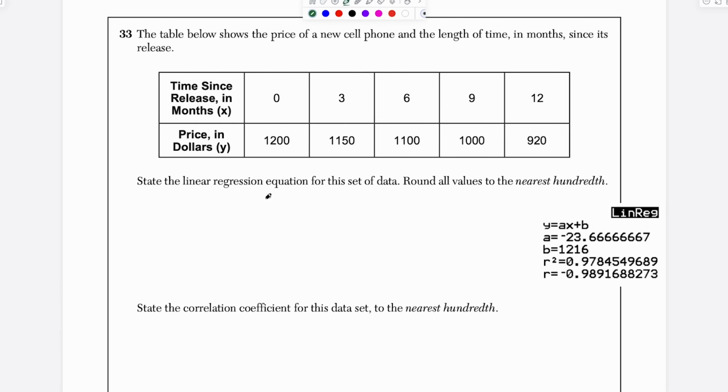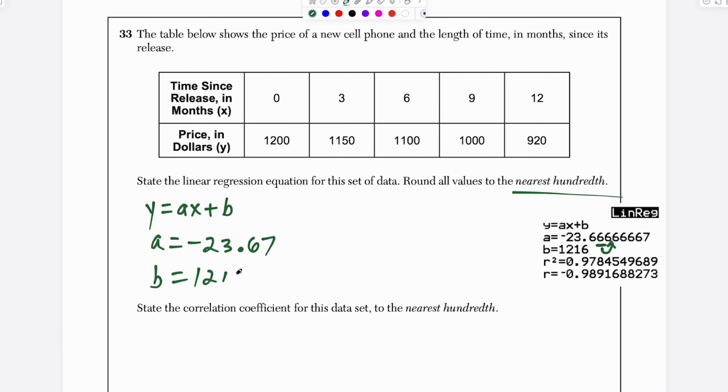So we're going to state the equation, and we have to round all values to the nearest hundredth. So here, we have y equals ax plus b, but our a value, we're rounding to the nearest hundredth. We look at the hundredths place is a 6, to the right is a 6, so this would round to -23.67. Since we have a 6, which is 5 or higher, we're going to round up from 66 to 67. And then for the b value here, we have an even 1216.